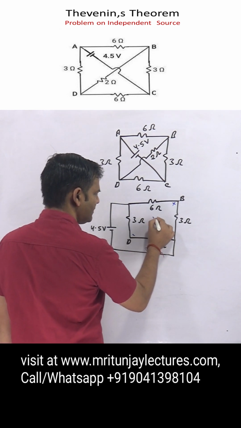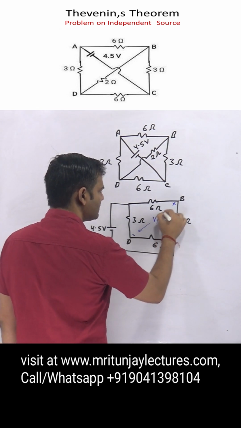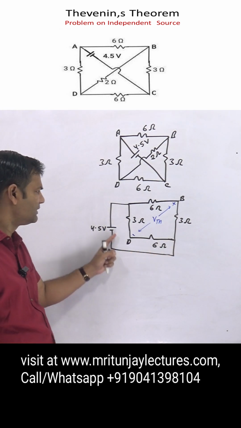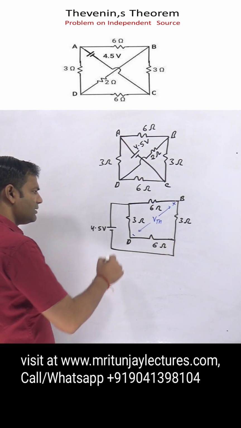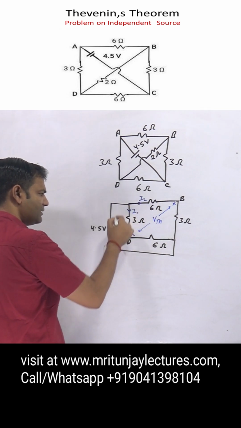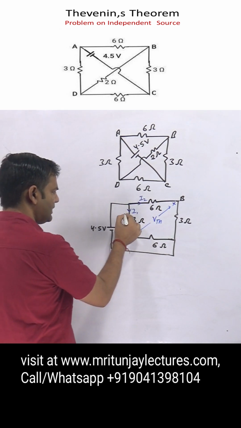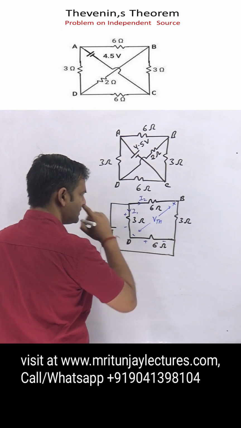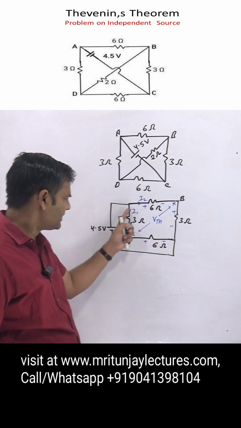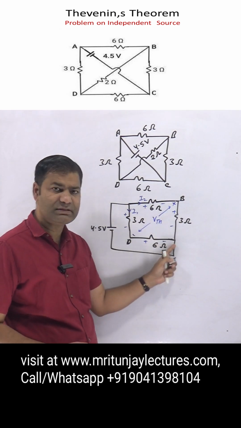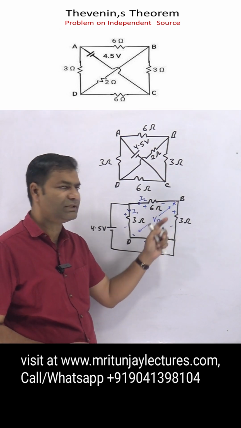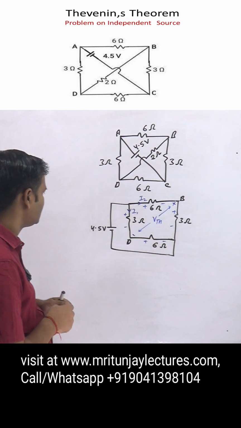First of all, we determine the current in this branch, and after that the current in this branch. Take I1 here and I2 here, with the direction of current and polarity like this. First determine the current in this branch, and after that in this branch. After that apply KVL in this loop and determine VTH. Clear or not? So how can we approach?